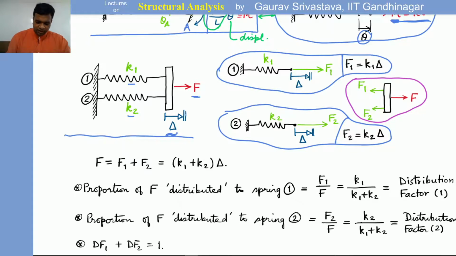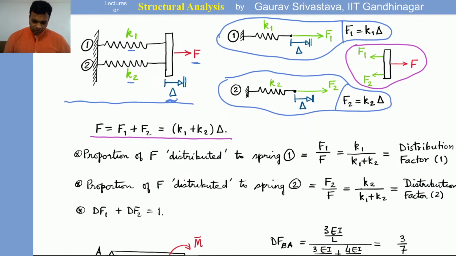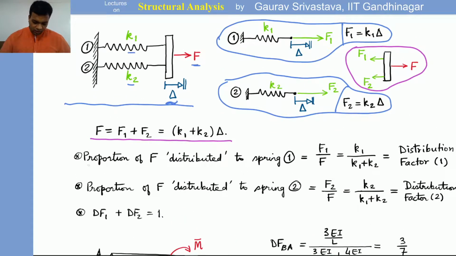So from there we will get F equal to F1 plus F2, which is equal to K1 plus K2 times delta. Okay. So here there is a concept of distribution which comes in, right? So this will be the distribution part of the moment when we talk about moment distribution, right? So in these springs, we can ask a question: what is the proportion of the force F which is distributed to spring 1? Okay, or what is the proportion of the force F which is carried by spring 1?